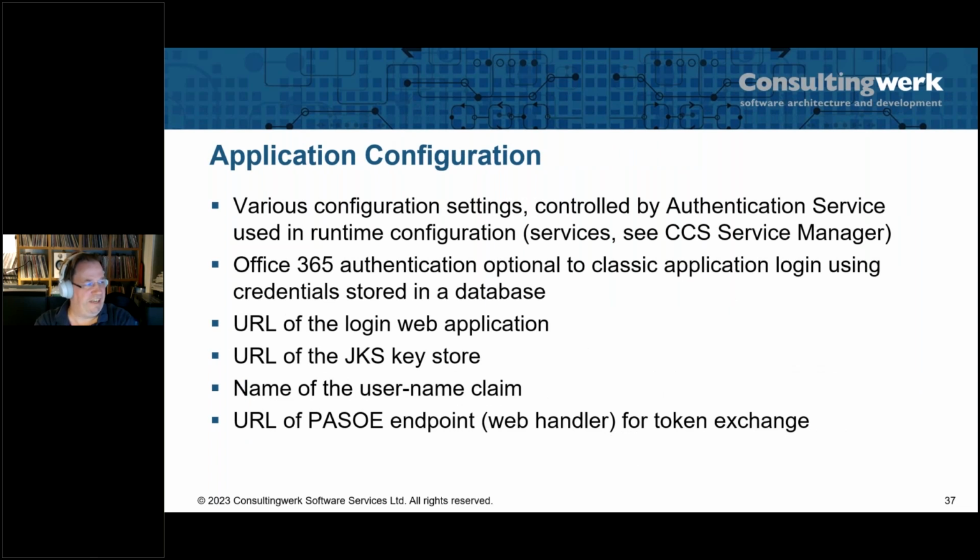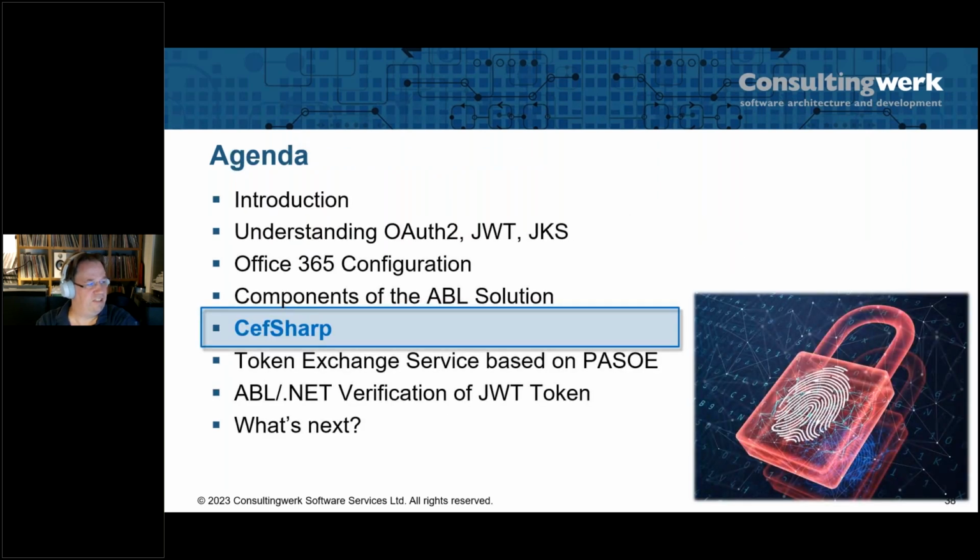We have various authentication settings. Basically, all the data that Peter showed in the Office 365 configuration, about the JSON web key store for instance, and the audience and all these bits, we need them for our authentication too. We have that in various of the config files. And if you use PASOE for the token exchange, then the URL of that PASOE for that connection is also part of the configuration settings.